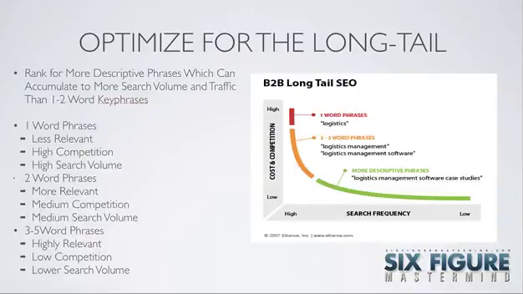Now, optimizing for the long tail, okay, all this means is that you're trying to rank for more descriptive phrases, which can accumulate to a lot more search volume and traffic than a broad 1 to 2 word key phrase. So a good example here, the one word phrase logistics. It's very broad. Yes, a lot of people search that term because it is very broad, but it's not very targeted. There's lots of different types of logistics, and you don't necessarily know if that person is looking to buy or what they're looking to do.